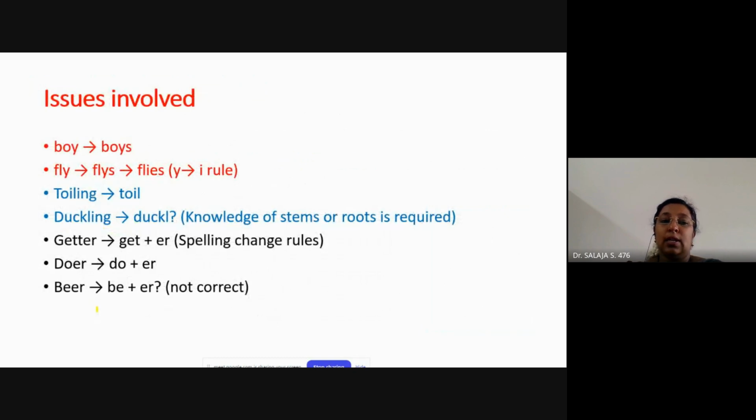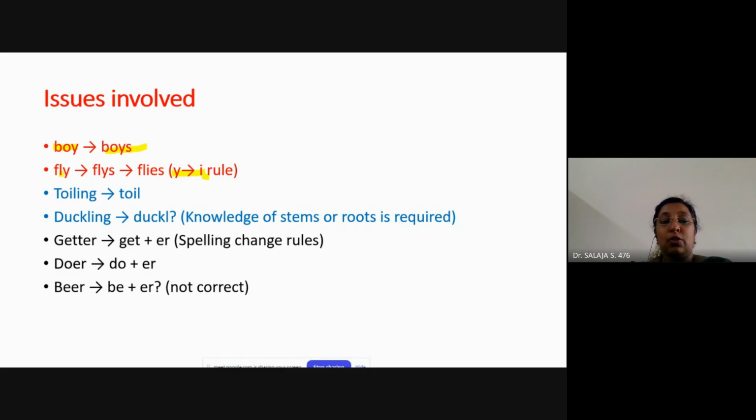And now the issue involves plurals. For boy it's yes, and for fly it becomes ies. Now the rule is: whenever you have y at the end of the morpheme and it is converted to plural, it has to be converted to I. But that doesn't work everywhere.